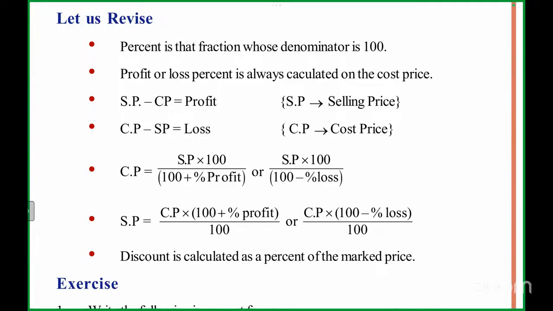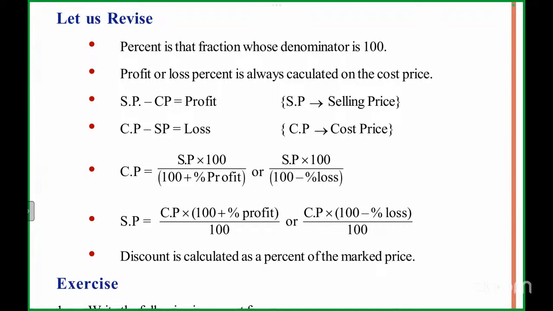So you don't have to learn like this: selling price is equal to market price minus discount, or this or that. No, you have to learn that selling price is that cost at which a good, or something, is sold to the consumer by the shopkeeper. That's the way you have to learn the definition.